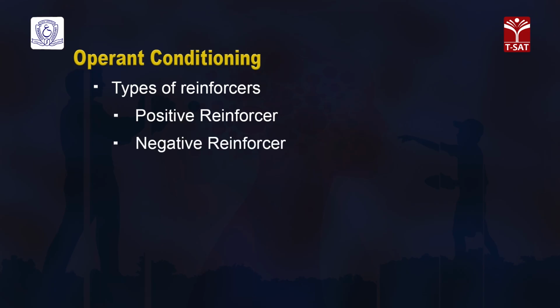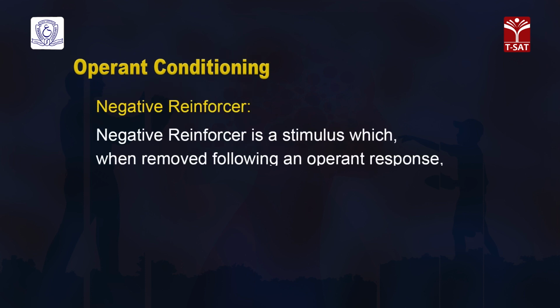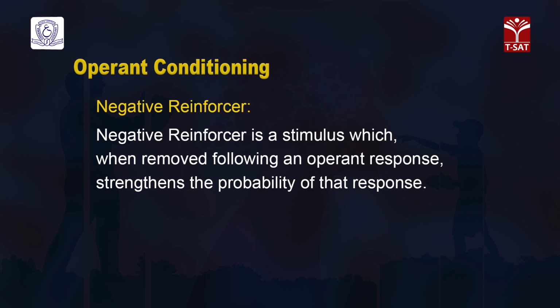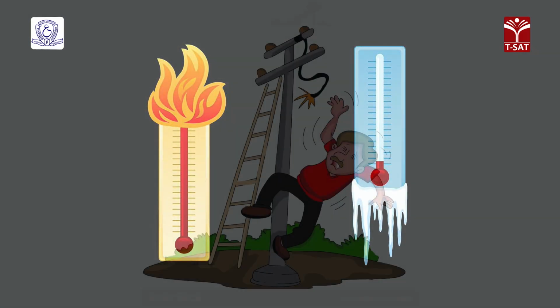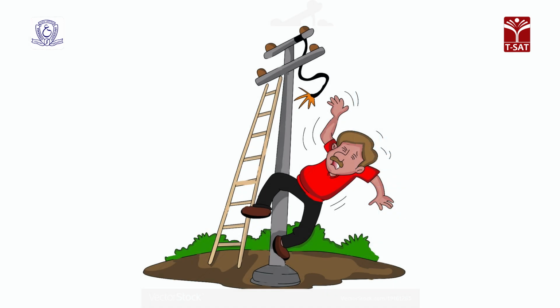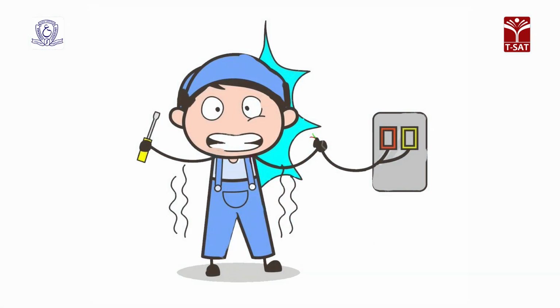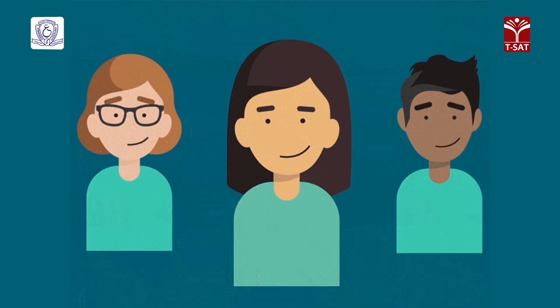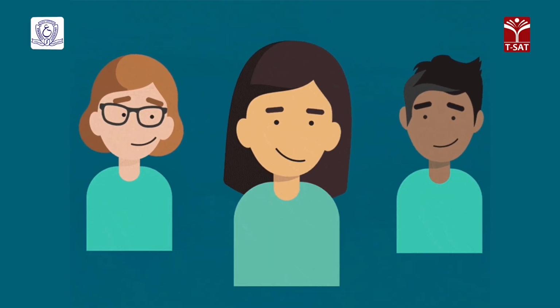Negative reinforcer. Negative reinforcer is a stimulus which, when removed following an operant response, strengthens the probability of that response. A loud noise, a very bright light, extreme heat or cold, electric shock classify as negative reinforcers. They are also called aversive stimuli, which means a negative or aversive stimulus is one from which the organism will learn something to escape.